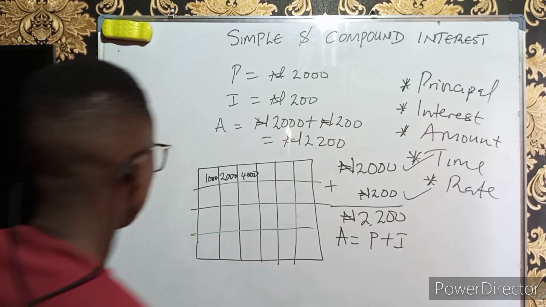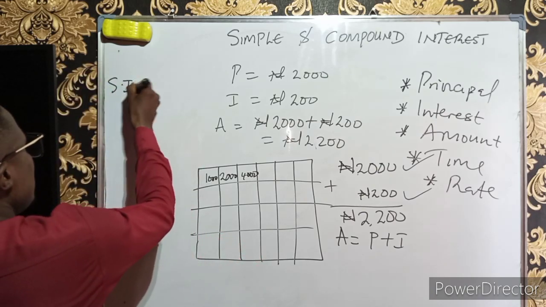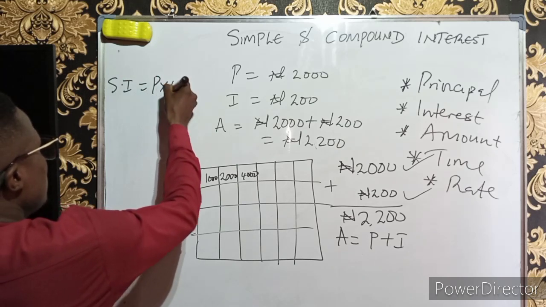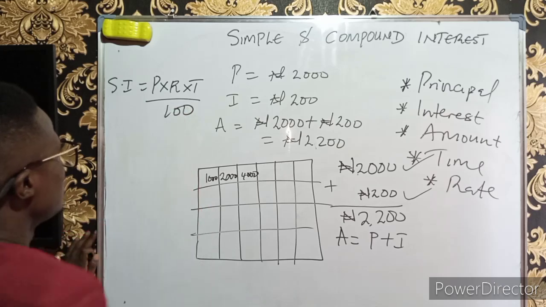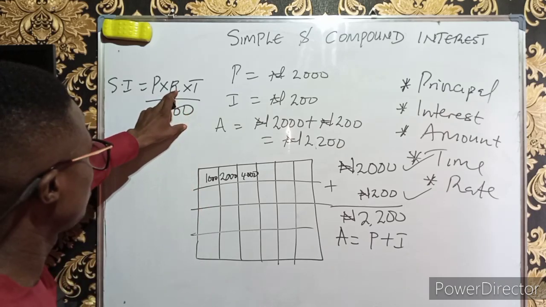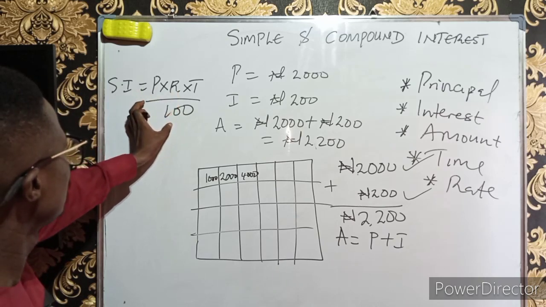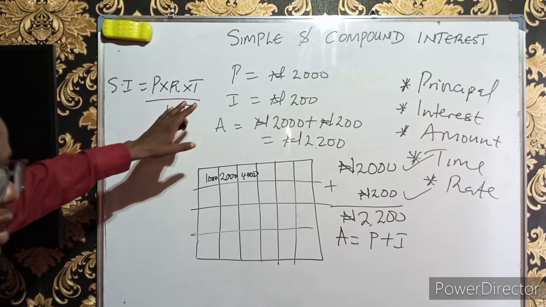I give you the formula you can use in calculating simple interest. So simple interest is just the product of principal, rate, and time, all over 100. The essence of this 100 is because the rate is given in percentage. If not, the simple interest would have been principal times rate times time.